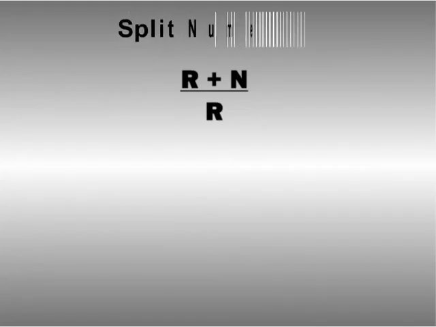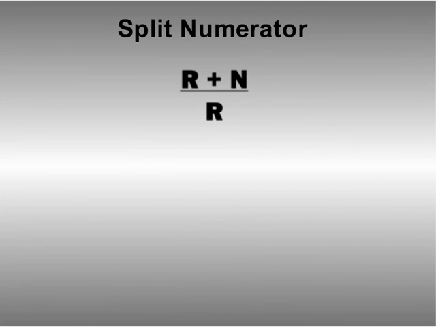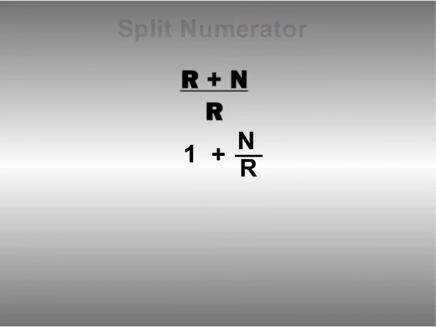Remember, if you have a split numerator, that denominator applies to both the numbers in the numerator. In this case, if I've got r plus n over r, that separates to be r over r plus n over r. R over r is 1, so our solution to this would be 1 plus n over r. Remember, when you see a split numerator, and you'll see that a good bit on the SAT, you have to apply the denominator to both the numbers in the numerator.